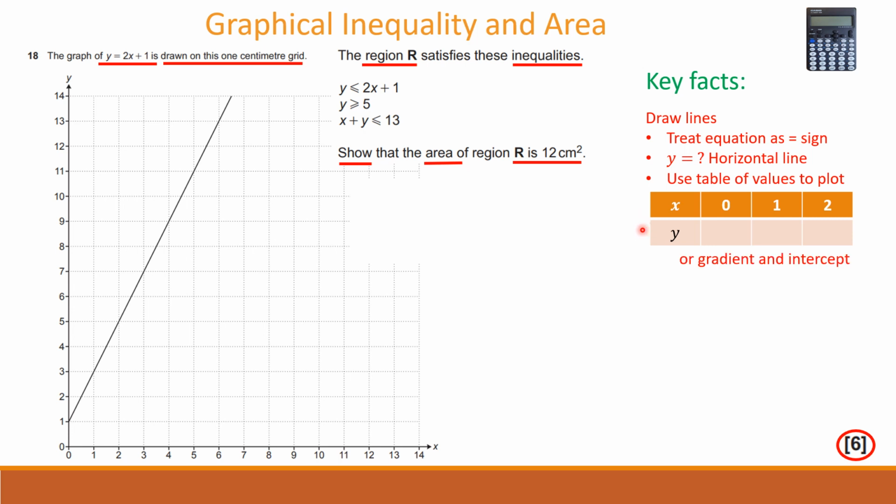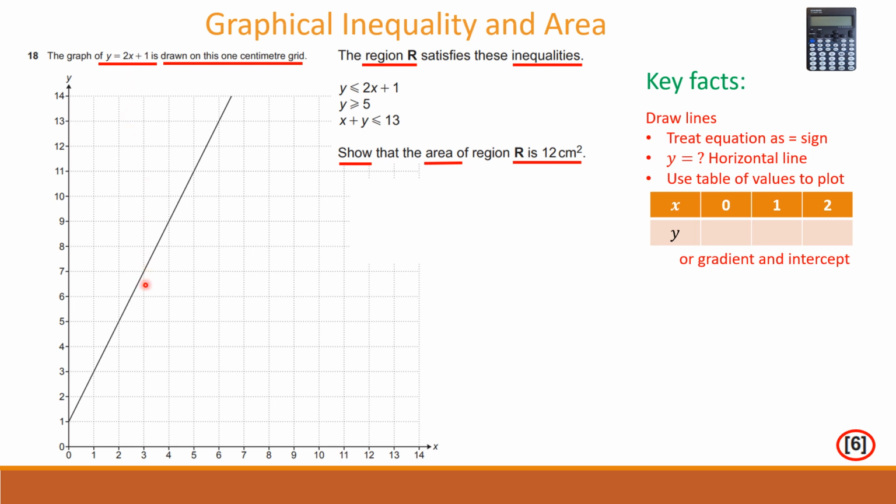Or you could work out the gradient and the y-intercept. So for example, on this equation here, I've got y equals 2x plus 1. The plus 1 is where I cross the y-axis. So this is my y-axis. You can see I cross at the point 1. The number in front of the x is called the gradient, and this is 2 in this case. That means for every 1 I go across, I go up 2 squares. So every 1 square across, I go up 2. 1 square across, I go up 2. That is what the gradient of 2 means.